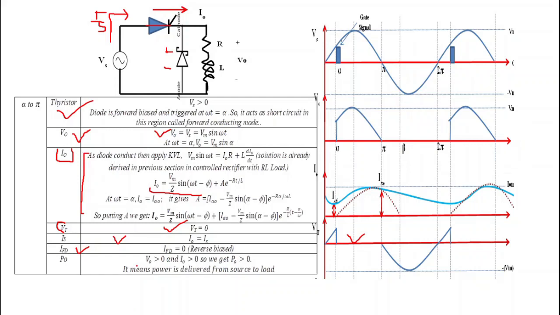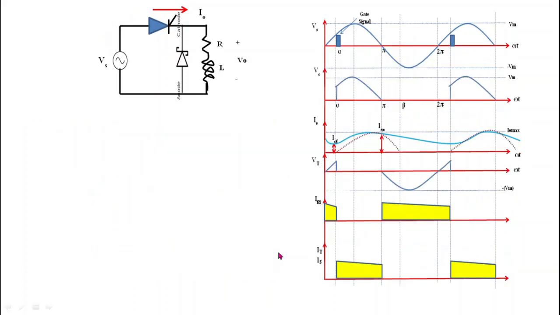And what is output power P0? Here from alpha to pi, we can clearly see that I0 is greater than 0 and V0 is also greater than 0. That's why we get output power P0 greater than 0. Now what happens after pi? It is really important. After pi, the polarity of the sinusoidal voltage waveform reverses. So we can represent the polarity of the sinusoidal waveform like this.